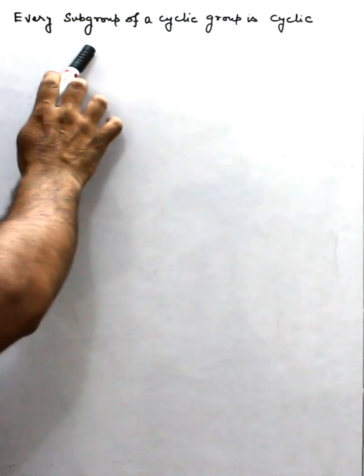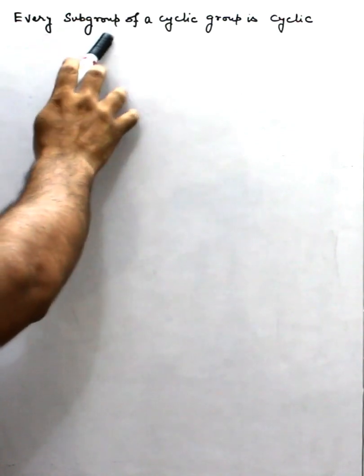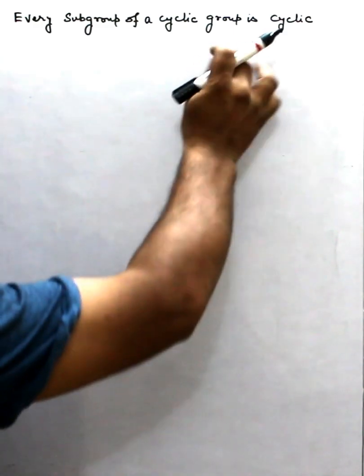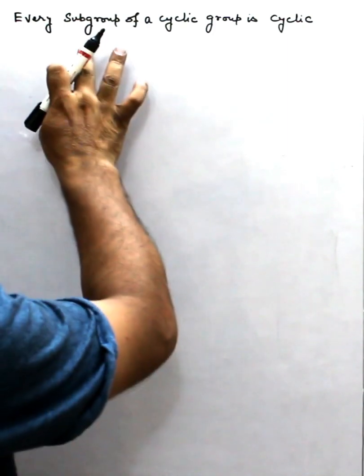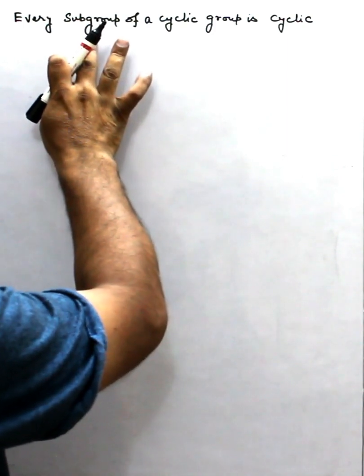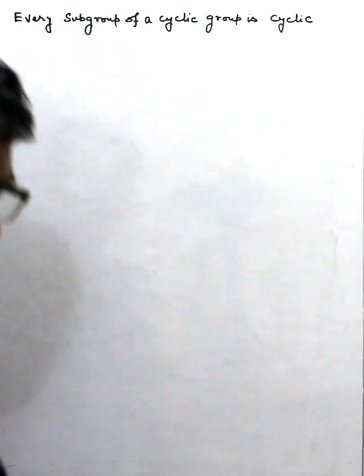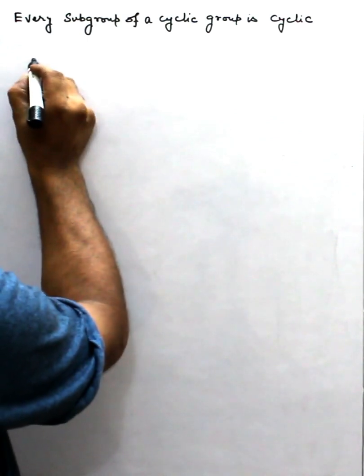Our statement is: every subgroup of a cyclic group is cyclic. So first we check what is given and then what we have to prove. Here the given thing is that a group is cyclic, and then we have to prove its subgroup is also cyclic.